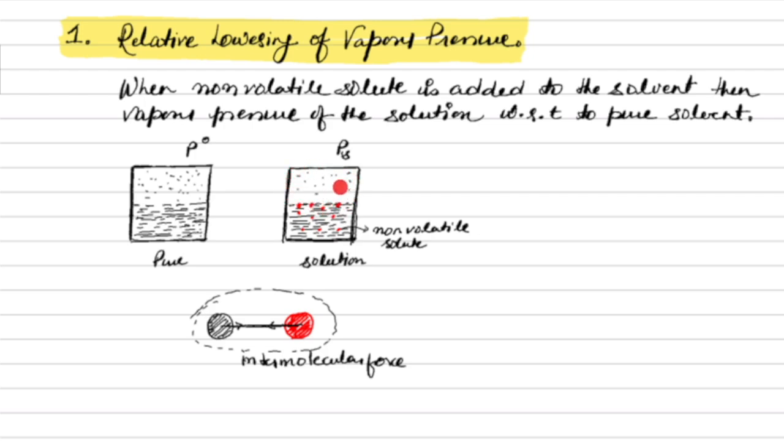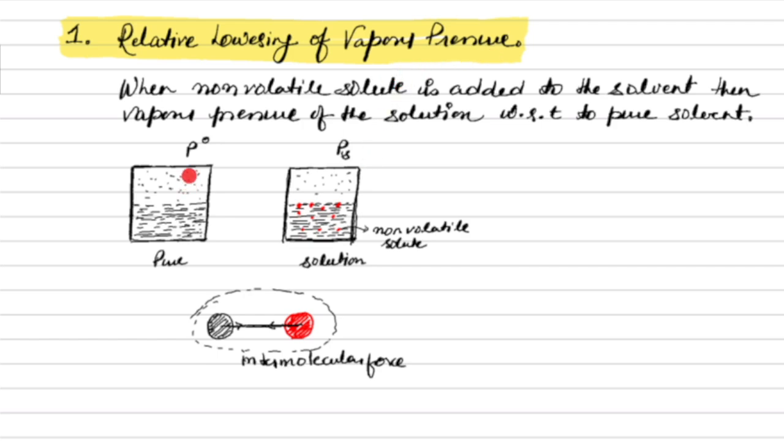And what will that depend on? That will depend on how much solute you mix. Because remember, it will take more space on this surface, and also more binding will take place. So fewer and fewer vapors will come as you increase the number of particles of non-volatile solute. And if you read this, you'll be able to get the formula also. Just read this. Okay, so the first thing is lowering of vapor pressure.